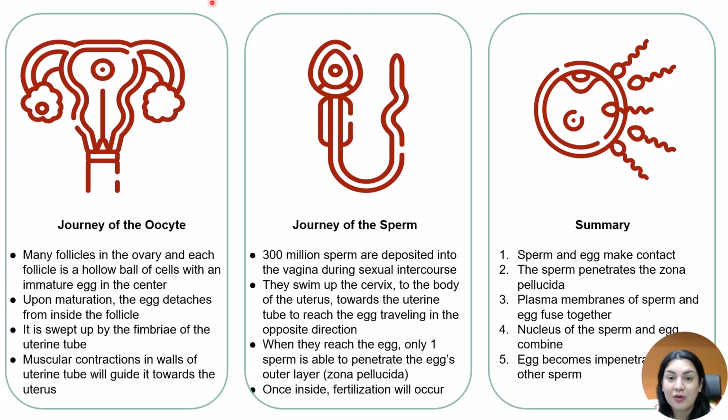And then, eventually, when that egg is within the uterine tube, you're going to have muscular contractions that occur as well, and this will gently start to push this egg. If you follow my pointer, it'll basically push the egg down through the uterine tube to try to reach the uterus.